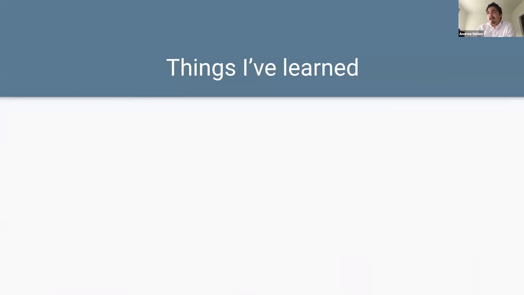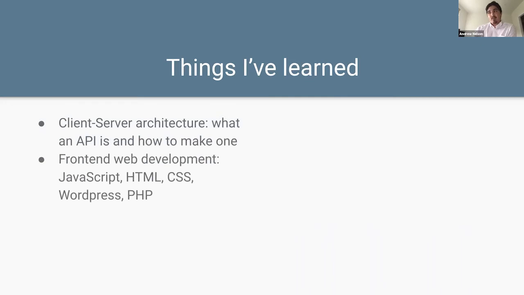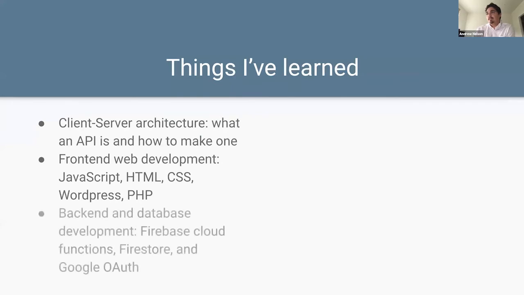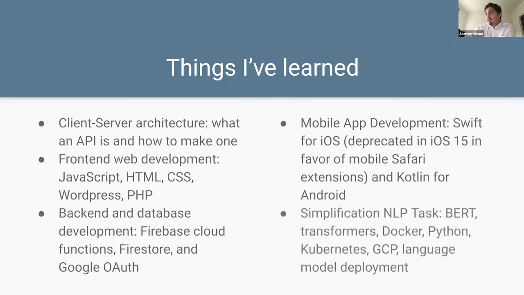Things that I've learned: I've learned about client server architecture, like what an API is and how to make one, and how to make a client server interaction work. I've learned about front end web development, JavaScript, HTML, CSS, WordPress, PHP, and about back end and database development, including Firebase Cloud Functions, Firestore, and Google Authentication. I learned about mobile app development, including Swift and Kotlin. And I've learned about the simplification NLP task.